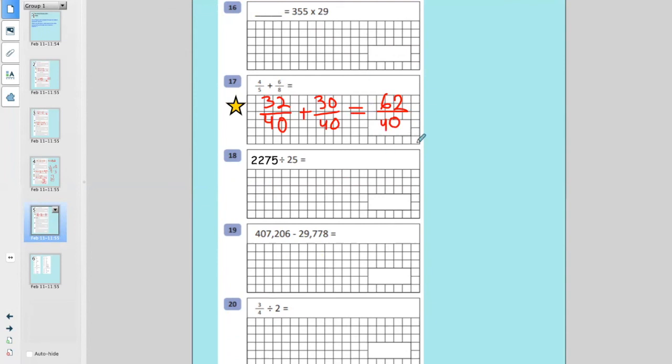This was fine as your answer, but if you wanted to convert this to a mixed number, hopefully you found that there is 1 lot of 40 that goes into 62 with how many left over? Well done, 22. So hopefully you would have got 62 over 40 or 1 and 22 over 40 as your answers.